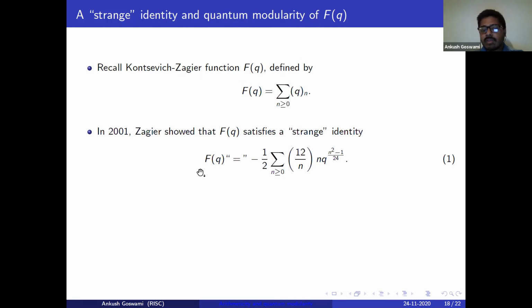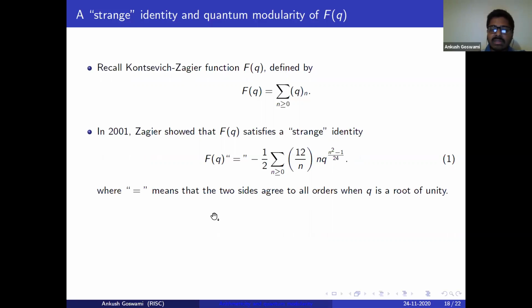He showed that this F(q), this is not an equality, but an equality within quotes. So F(q) is, within quotes, equal to minus 1/2 of this thing, which is a partial theta series. And this equality within quotes means that the two sides agree to all orders when q is a root of unity. So the two sides become equal only when q is a root of unity. Otherwise, they do not make sense.